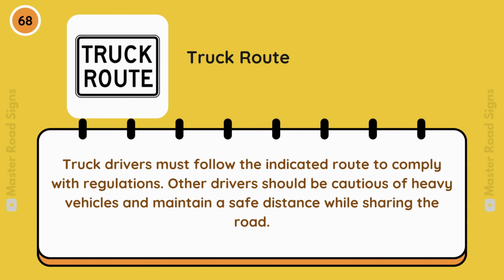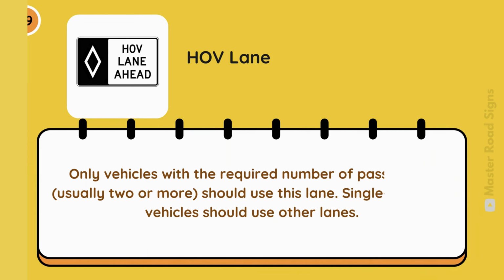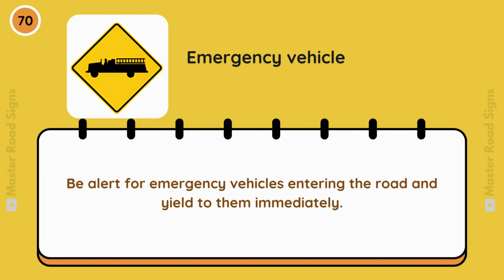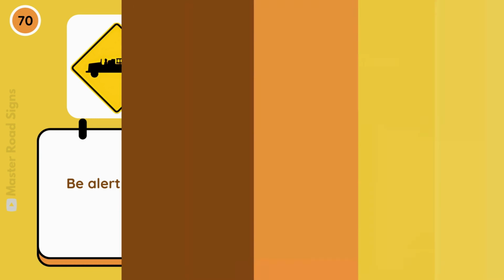Truck route sign. Truck drivers must follow the indicated route to comply with regulations. Other drivers should be cautious of heavy vehicles and maintain a safe distance while sharing the road. HOV lane sign. Drivers should only use this lane with the required number of passengers, usually 2 or more. Single-occupant vehicles should use other lanes. Emergency vehicle sign. Drivers should be alert for emergency vehicles entering the road and yield to them immediately.